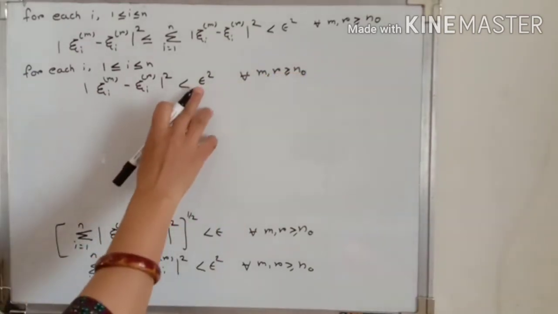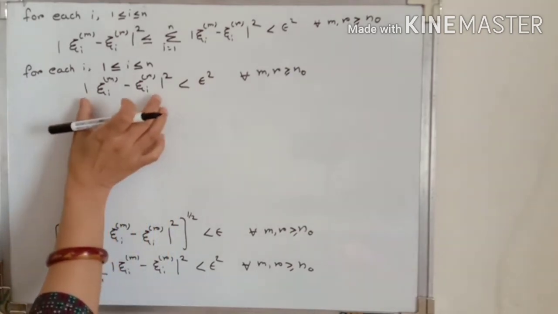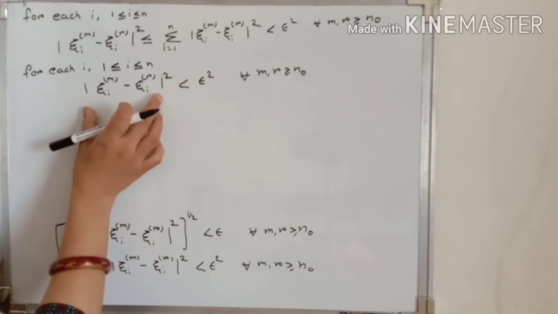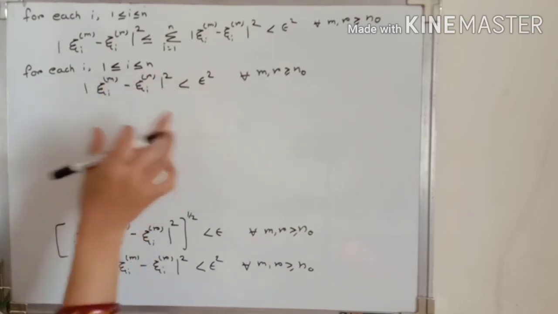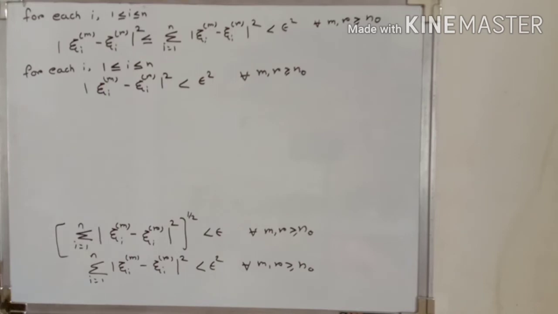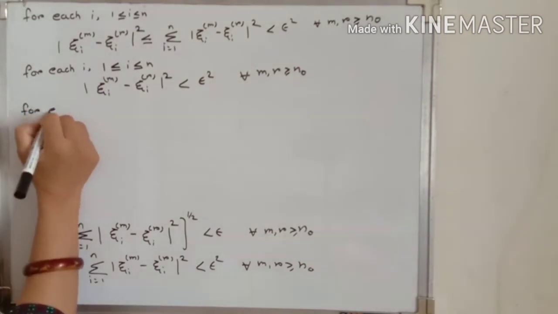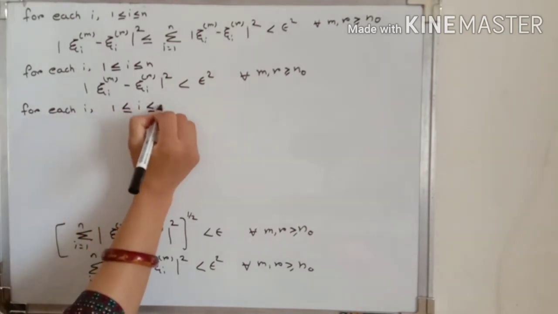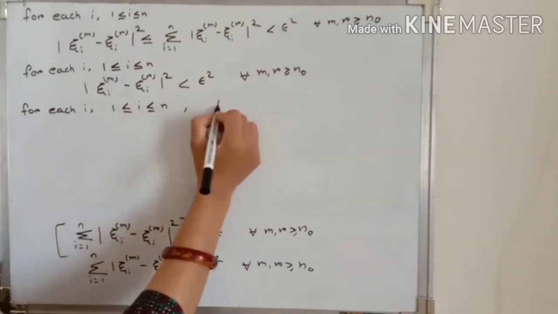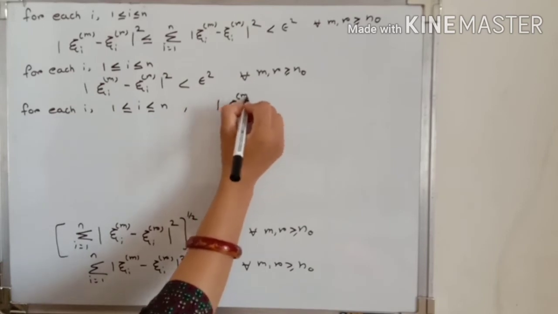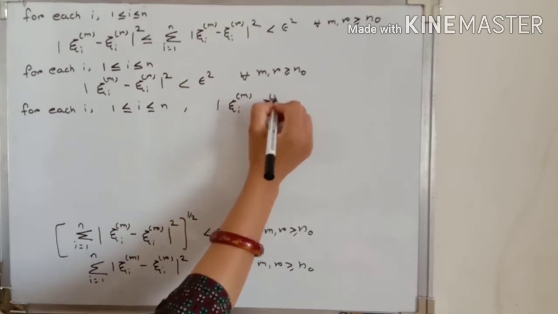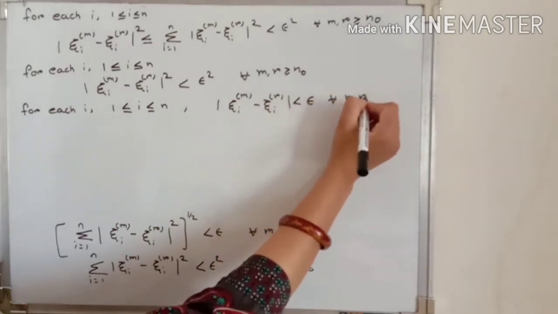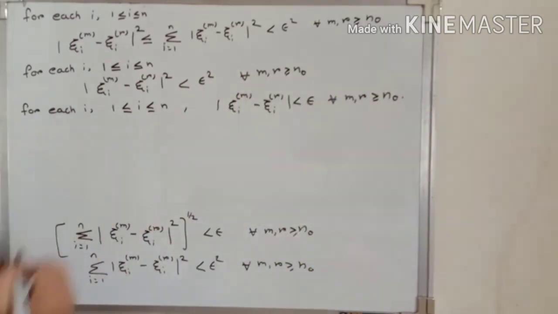Now here epsilon is a positive term, and mod of xi im minus xi ir squared is always greater than or equal to 0, so we take its square root. Taking the square root on both sides, we get that for each i, 1 less than or equal to i less than or equal to n, mod of xi im minus xi ir is less than epsilon whenever m and r are greater than or equal to n0.